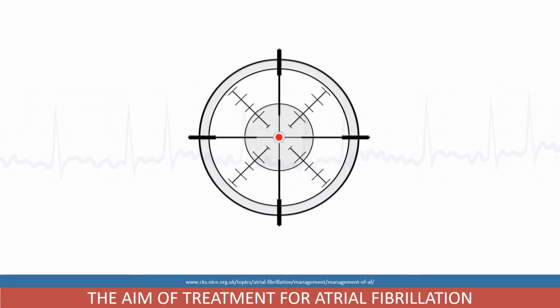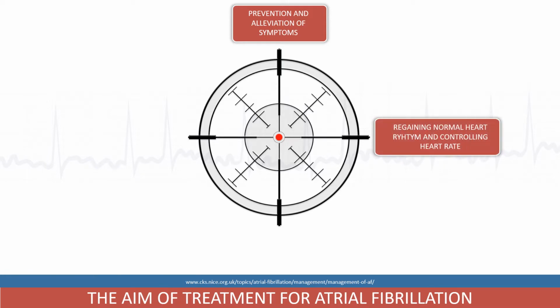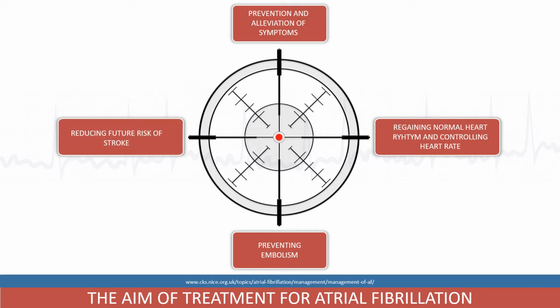I know that you've seen this before in an earlier module, but first thing for AF, we want to prevent, but we also want to relieve any symptoms that the patient might be having. We also want to make sure that the heart rate and rhythm is normal. We don't want to leave them with AF or a fast pulse. We want to prevent them having an embolism, and then we want to reduce the future risk of stroke.